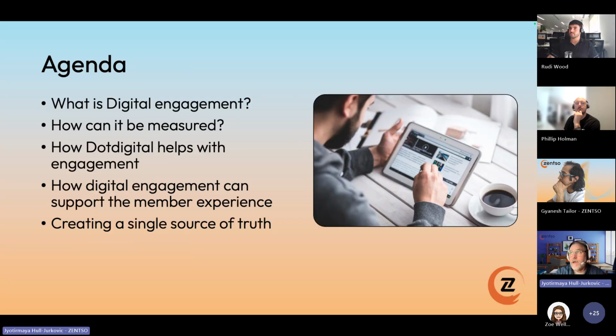Today's agenda, we're going to be covering essentially what is digital engagement, how can we measure it, how should we view it to get value from it. We're going to cover things from perhaps a more back office and CRM perspective first, and then look at an email communications perspective with Dot Digital and how Dot Digital helps with that engagement. We're going to talk about supporting member experiences and donor experiences also, and the importance of data sitting behind your measurement of engagement.